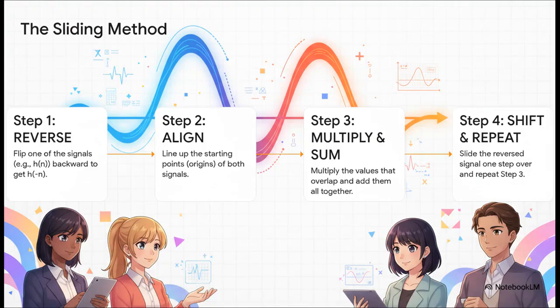First, you take one of your signals, it's usually easiest to pick h of n, and you flip it, you reverse it. Then you line it up with your other signal, x of n, so their starting points match. You multiply the values right where they overlap and add them up. That gives you your first output point. Then, you just slide the reverse signal over one spot and do it all again. And again, and again. Let's try it.